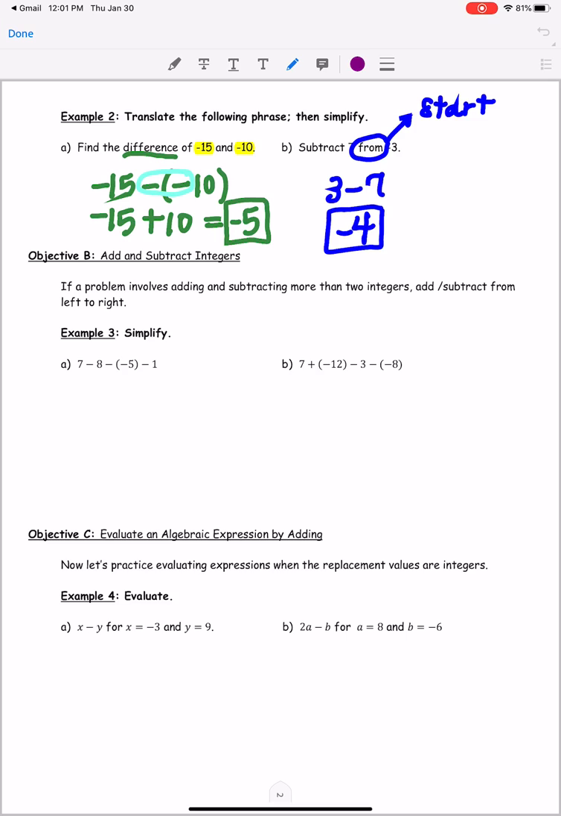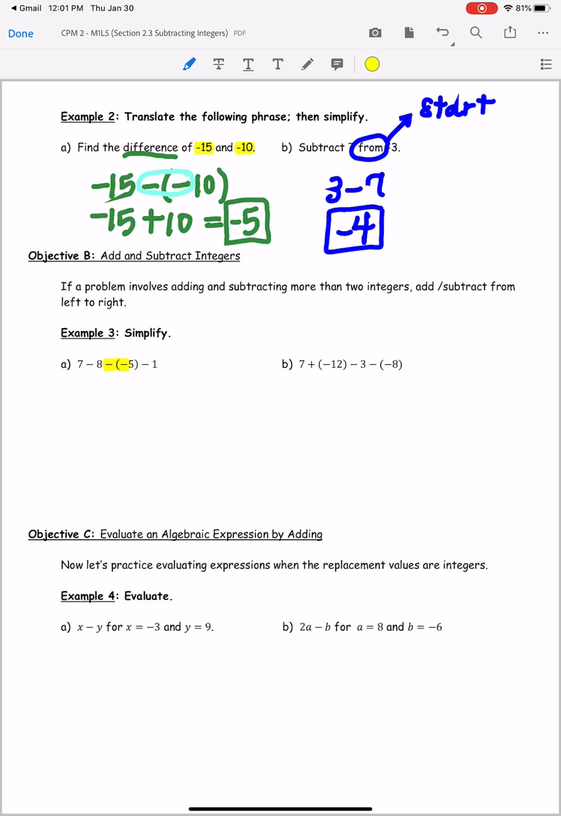All right, objective B, we need to add and subtract integers. It says if a problem involves adding and subtracting more than 2 integers, you need to add or subtract from left to right. So we're just going to move through these from left to right. Actually, before I start from left to right, look at your problem. Is there anything here that we can clean up or that we need to clean up?